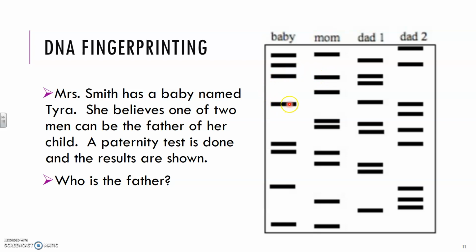Then we look down here at this band. It's not from mom, so it has to be from dad. But again, those are relatively close, so we keep looking. We get down to this band. Mom doesn't have a matching one, and as we go across, dad 1 does not have a matching one either, but dad 2 does. As you continue to check down, there is another one right here where you can see that these two bands line up. So dad 2 is actually the father of this baby.